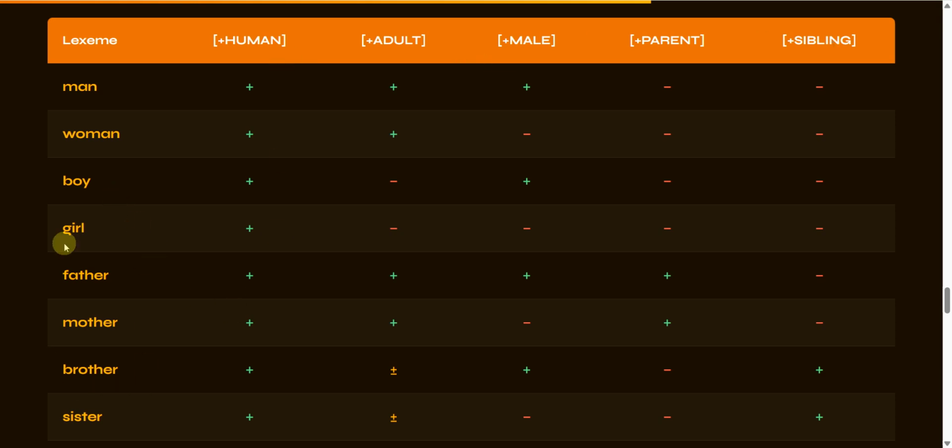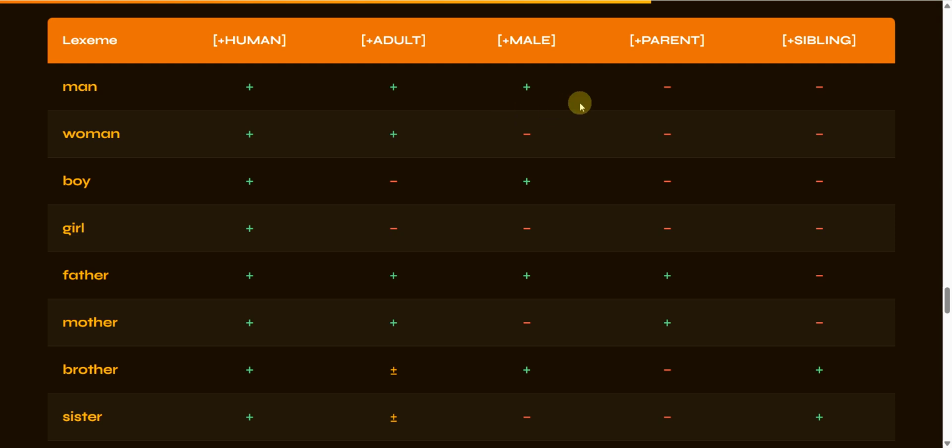So these are all plus human. If there had been an animal, then it would have been negative, which is the minus sign. Then adult: man is an adult, woman is an adult. Here it shows negative for both boy and girl, as they're not adults. Father and mother are obviously adults, so it's plus for them. And brother and sister show plus-minus, which depends upon what their age is.